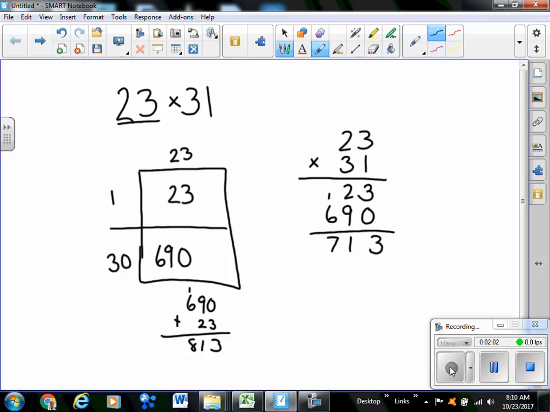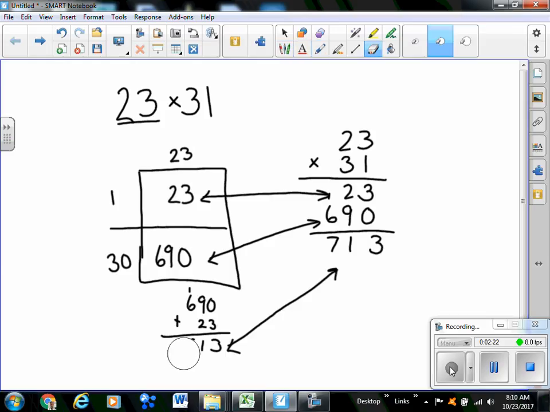Add it up. 3, 11, 7. Now, if we look, 23 should match. 690 should match. And then our answer should match. But on this one, look, I made a mistake. I have 713 and 813. So I need to recheck. And if I look here, 6 plus 1 is 7. It's not 8. So that's why it's important to do this and check it. Make sure you get the right answer.